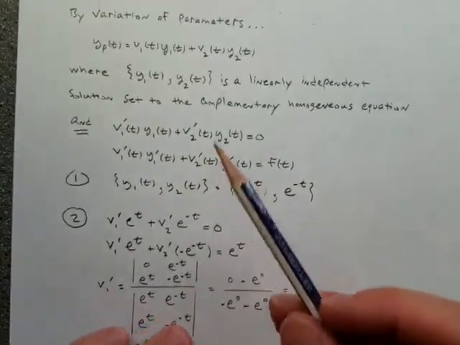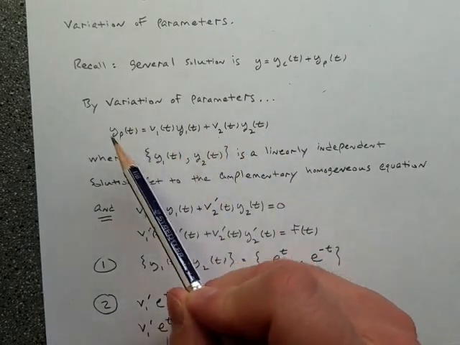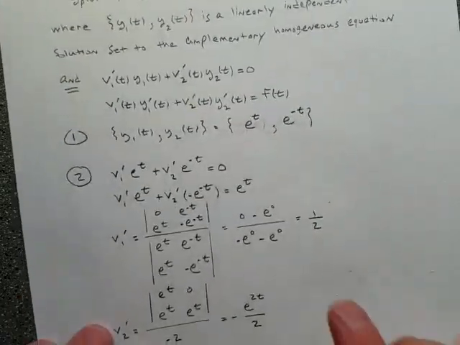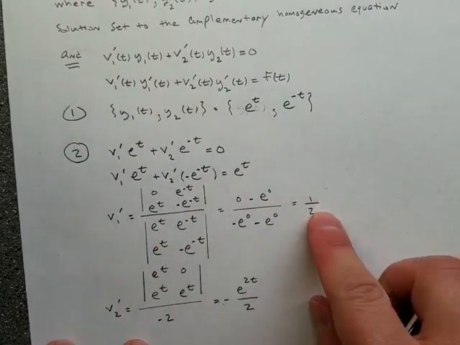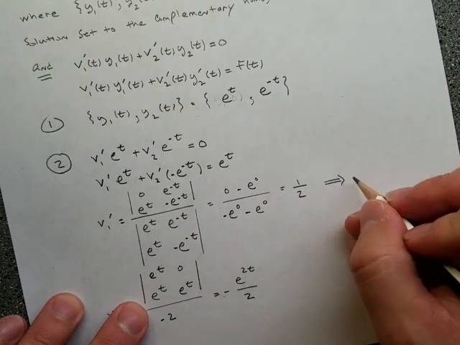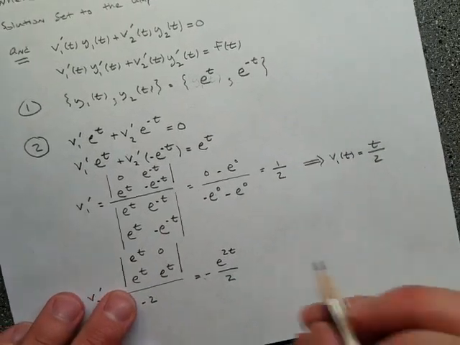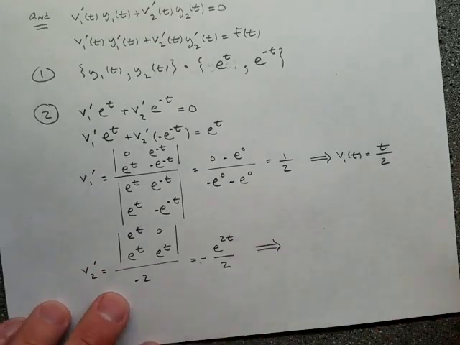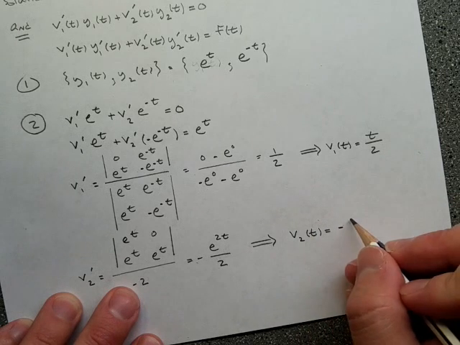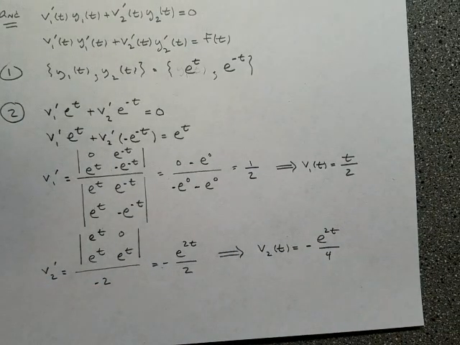If we look back here, I know you could forget what we're doing, but I want v1 and v2. There's this y sub p, which is part of the general solution. So I need to integrate both of these to find v1 and v2. Let's say v1 of t is just t over 2. And from this one, if we integrate the same way, we'll get v2 to be negative e to the 2t over 4.